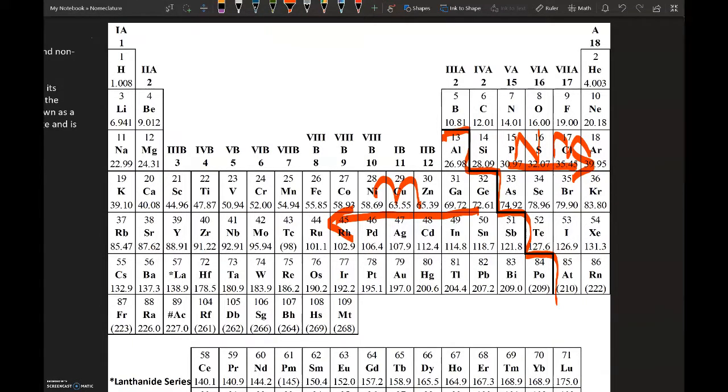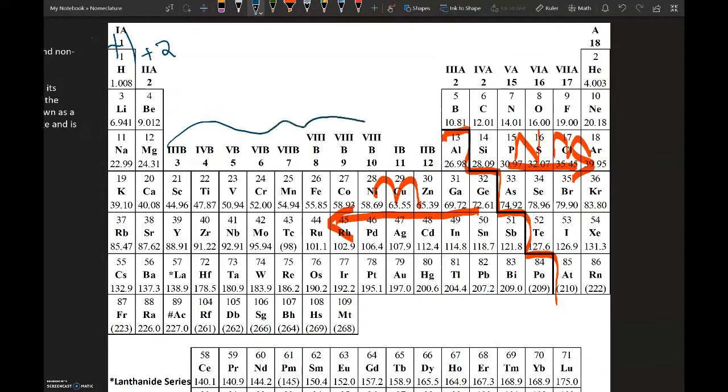Now we're going to be looking at the various groups on the periodic table, going from left to right. We want to focus on group 1A, which is all the way on the left-hand side of the periodic table. Group 1A is called the alkali metals, and group 1A has a +1 charge. Group 2A is known as the alkaline earth metals, and it has a +2 charge.